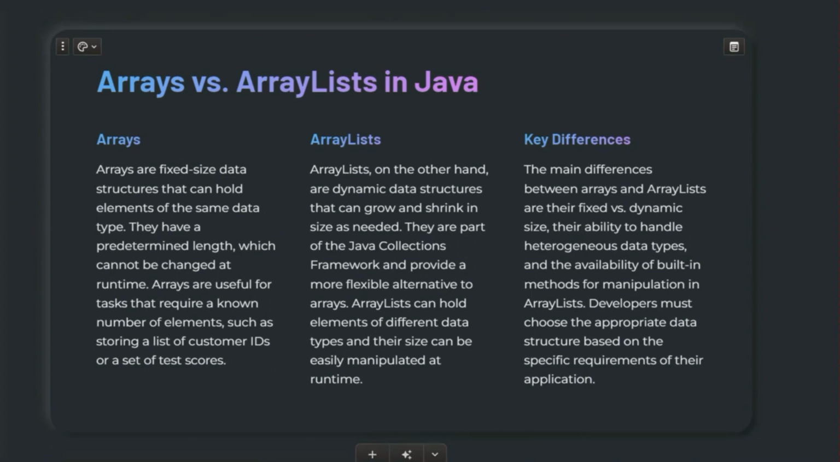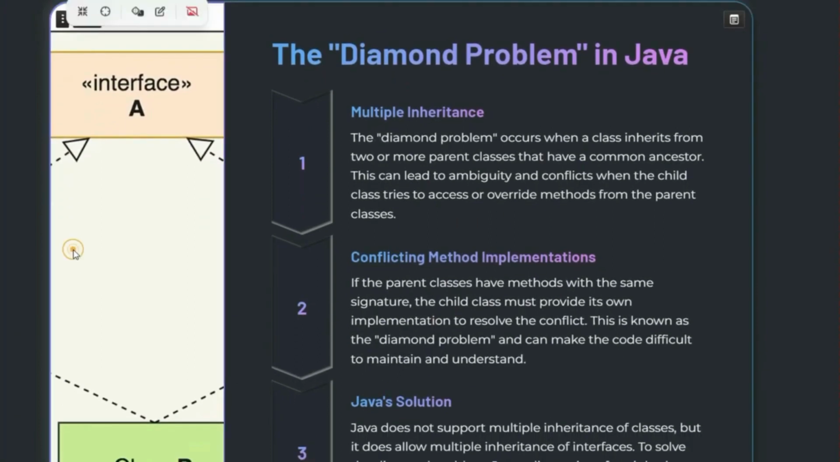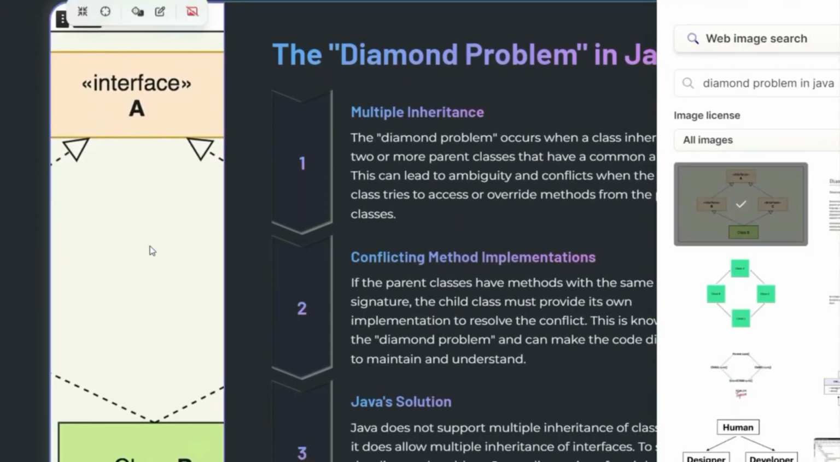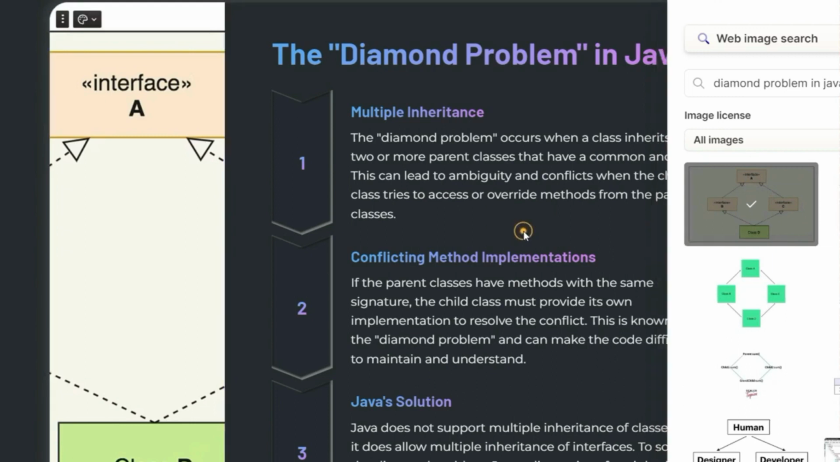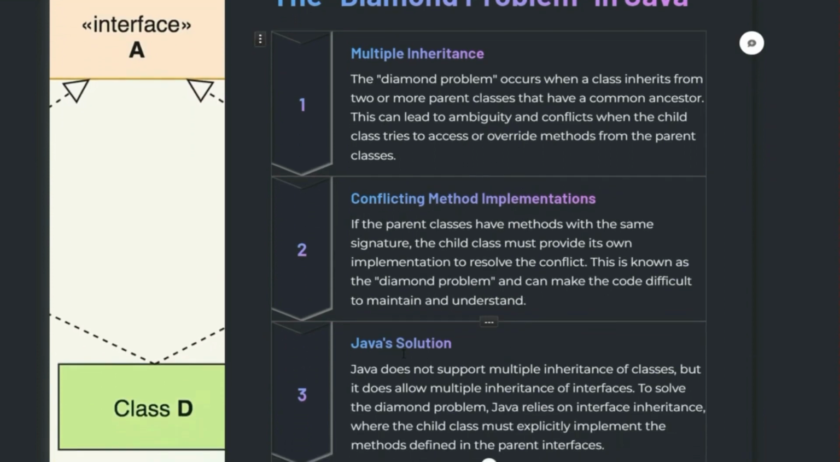I hope you understood. So the next problem can be the diamond problem in Java. As you can see in the picture, the diamond problem occurs in scenarios where a class inherits from two classes that have a common base class. As you can see in the picture, class D is inheriting from these two classes B and C, and they have a common base class A, right? So in this scenario, this diamond problem occurs, right? Java avoids this type of problem by not allowing multiple inheritance of classes and by using interfaces instead, right? As you can see, by using interfaces, we can solve this problem.